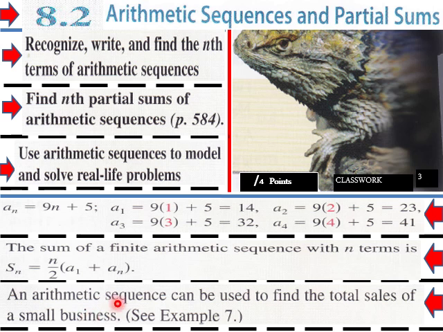An example of that, arithmetic sequences can be used to find the total sales of a small business, and that will be example 7 in this problem set here. We've done that before, so that's what we covered in 8.2.